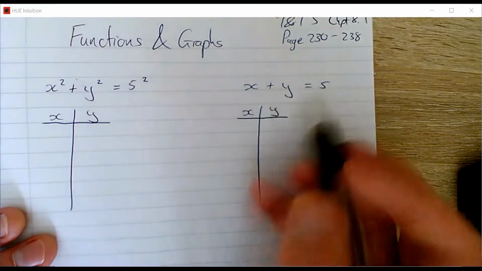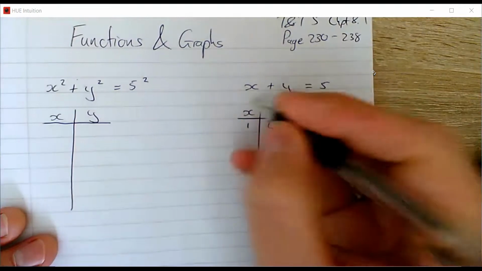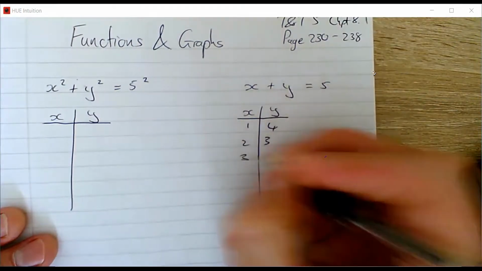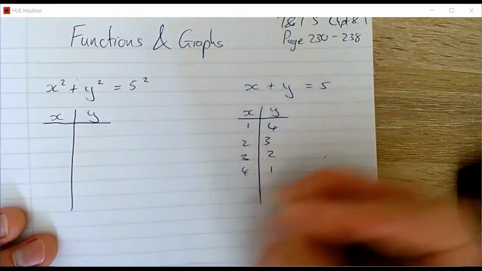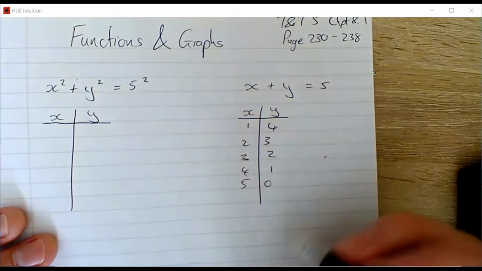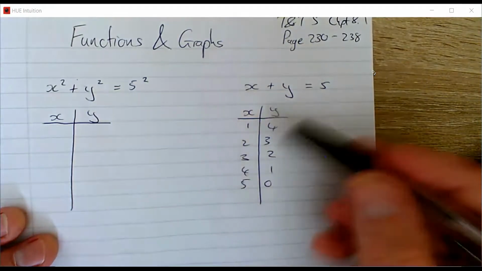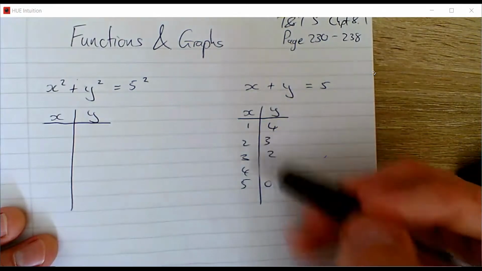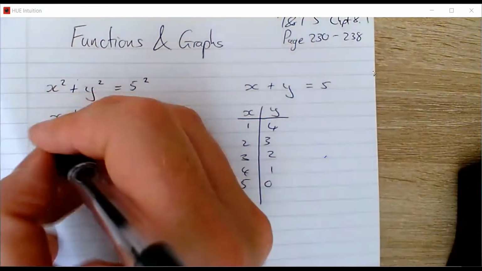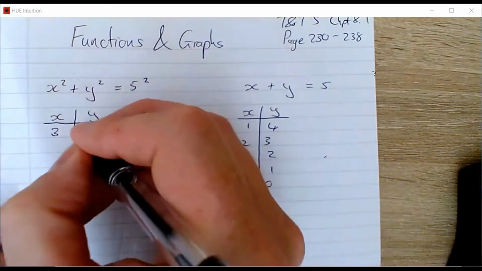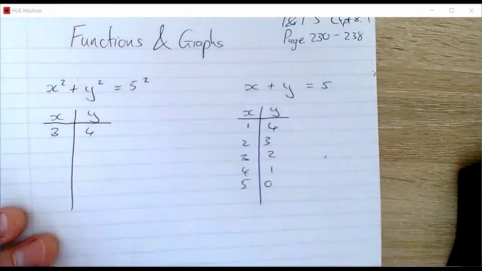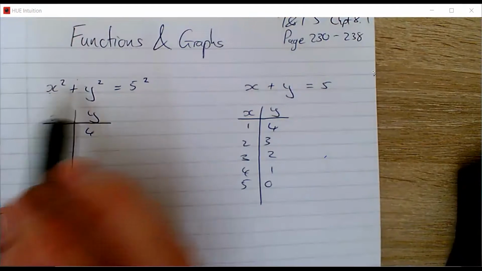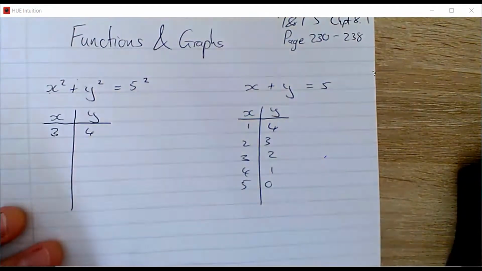So say 1 and 4 makes a 5, or 2 and 3, or 3 and 2, or 4 and 1, or 5 and 0. Those are all ordered pairs, okay? And there's an infinite set of points that I could put in there if I wanted to, but I'm just going to leave it at those 5. Over here, 3 could go with 4 because 3 squared plus 4 squared is the same as 5 squared. Okay, that's 9 and 16 makes 25.